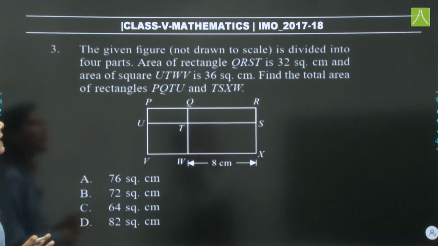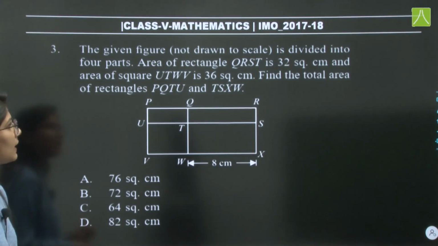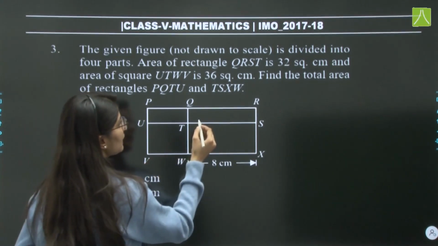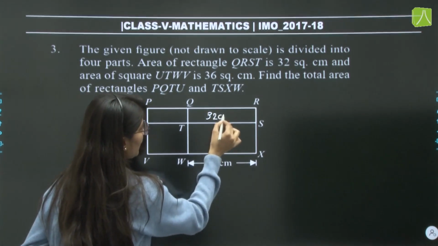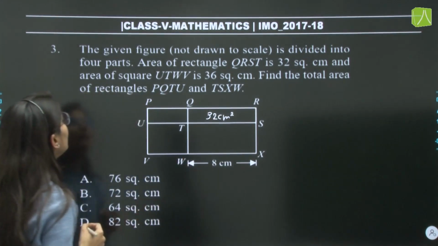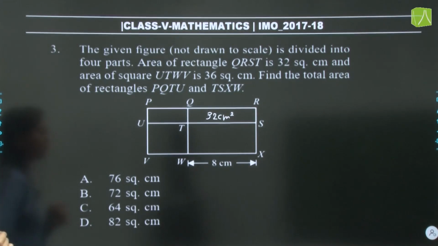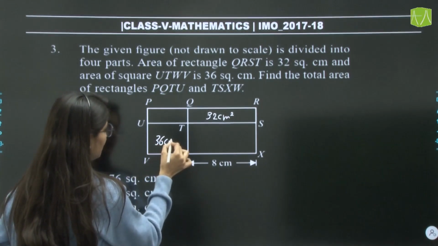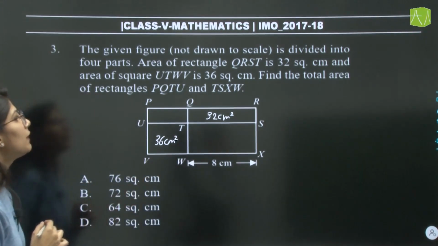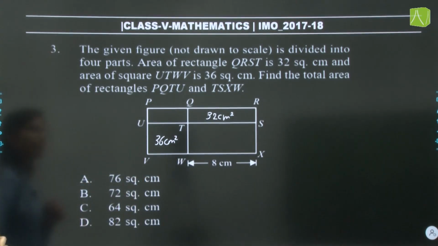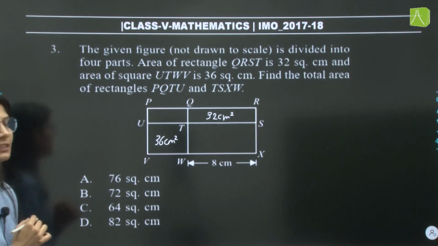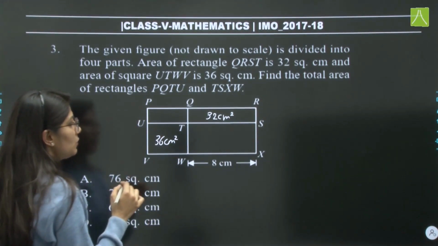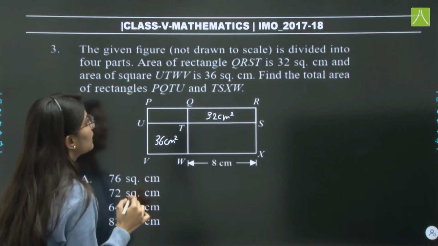The given figure is divided into 4 parts. Area of rectangle QRST is 32 square centimeter. So you have this area 32 centimeter square, and area of square UTWV is 36 centimeter square. Now find the total area of rectangles PQTU and TSXW. So you have to find out the sum of both rectangles. Now how can we find out this?